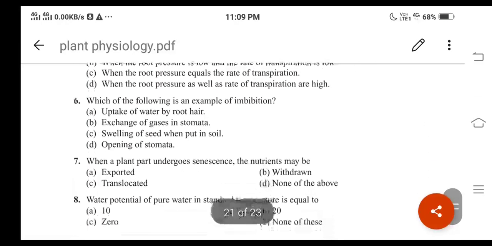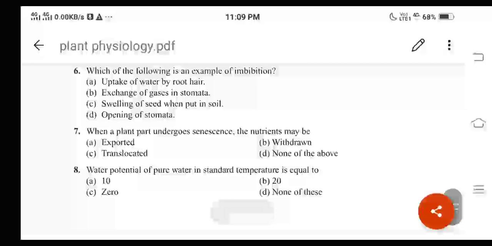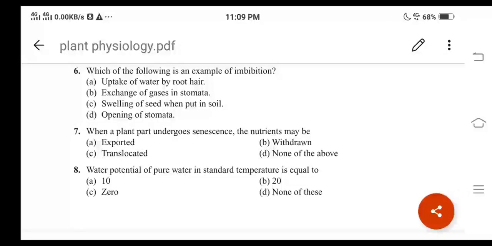Then let us go for next question. Question number 6. Which of the following is an example of imbibition? The different options are like this: uptake of water by root hair, the exchange of gases in stomata, swelling of seed when put in soil, then opening of stomata, right? And here for question number 6, option C is the correct answer. Swelling of seed when put in soil is considered as a typical example for the imbibitional process, right? Okay, option C is the right answer.